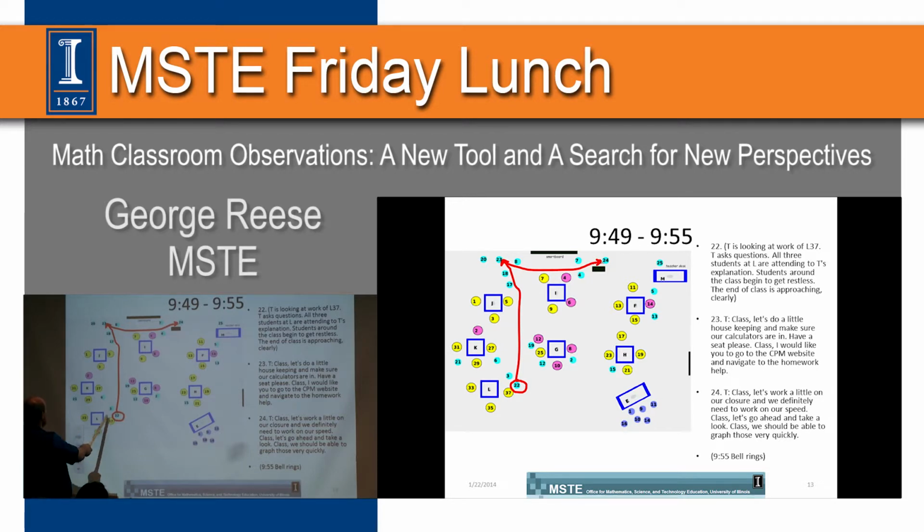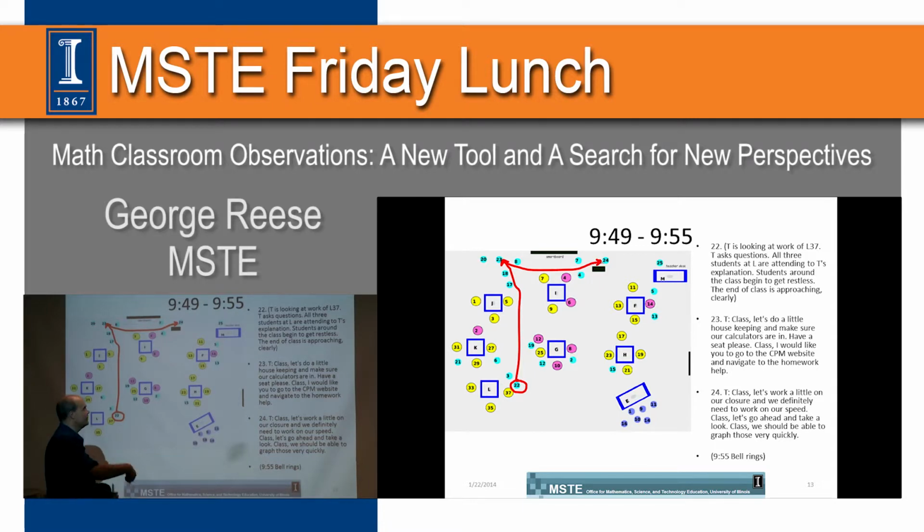22, the teacher is here at table L, and he's looking at the work of L37. He's asking questions. All 3 students at L are attending to T's explanation. Students around the class begin to get restless. The end of the class is approaching clearly.